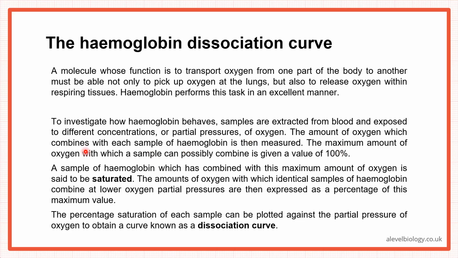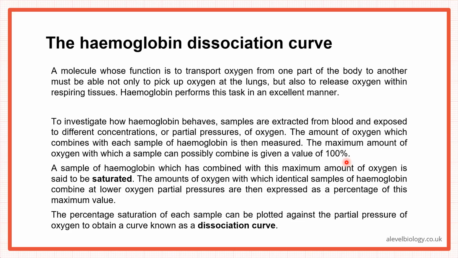The amount of oxygen which combines with each sample of hemoglobin is then measured, right? Because they're looking for the affinity of hemoglobin for oxygen. So the maximum amount of oxygen with which a sample can possibly combine is given a value of 100%. 100% means that the hemoglobin molecule is 100% fully saturated with oxygen.